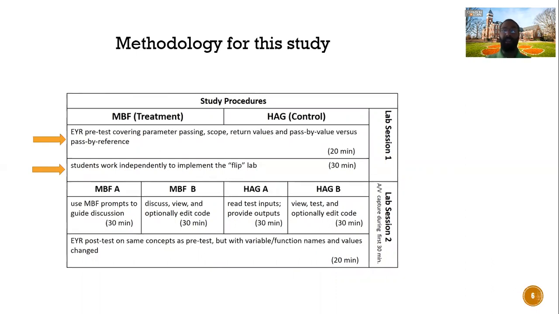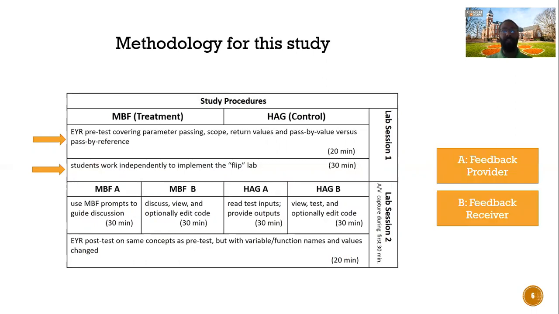On the second day of the lab, the students were split into pairs and randomly assigned either partner A, the feedback provider, or partner B, the feedback receiver. The provider has index cards and instructions to give feedback, and B, the receiver, has their code open and can edit that code based on the feedback. The different lab sections were broken up into either misconception-based feedback, which is the treatment group, or human autograder, which I'll talk about in a second.